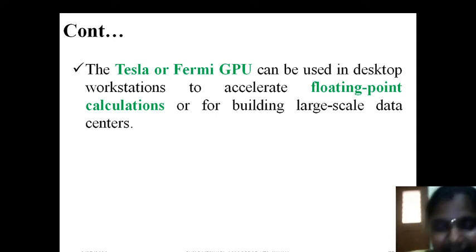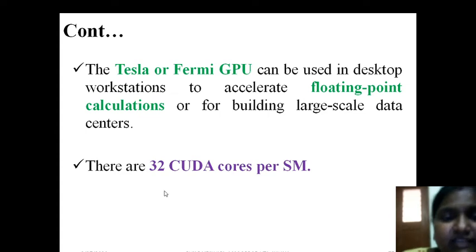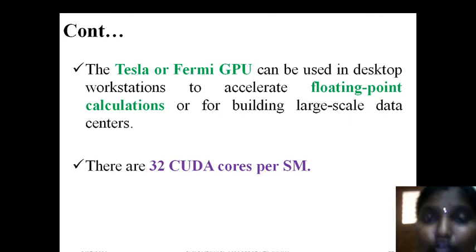Okay, now, next one. There are 32 CUDA cores per streaming processor. We learned about that. Each streaming multiprocessor, how many cores do we get? 32 CUDA cores. Each CUDA core can also be called a streaming processor.